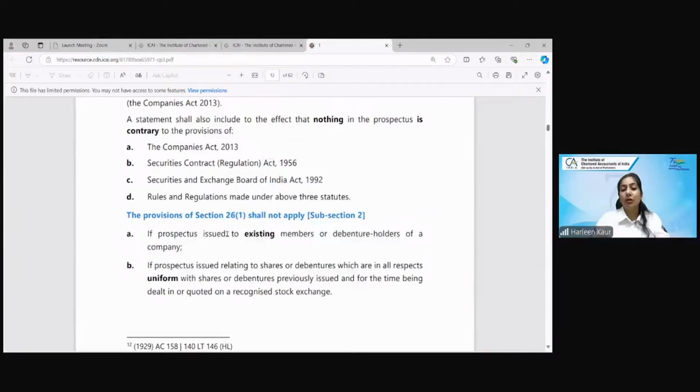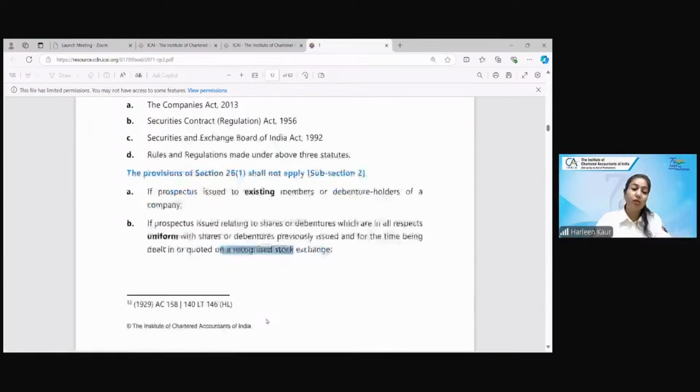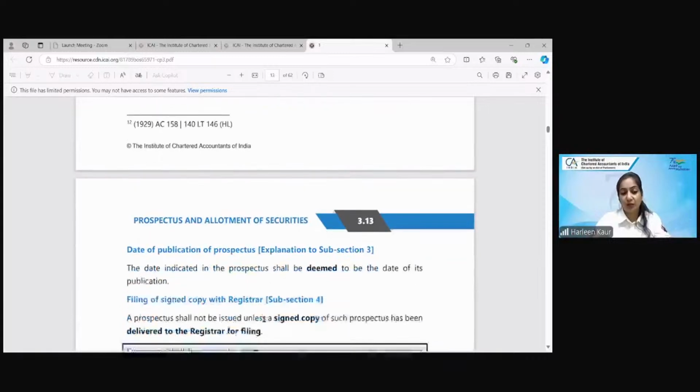When is the prospectus not required? If you are issuing the prospectus to existing members, or if the prospectus is issued with uniform shares which were issued earlier and were already quoted on a recognized stock exchange, you do not need to issue a fresh prospectus for them.